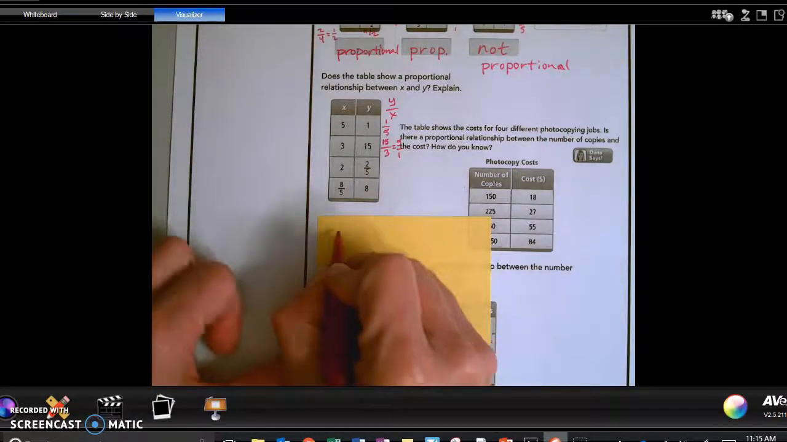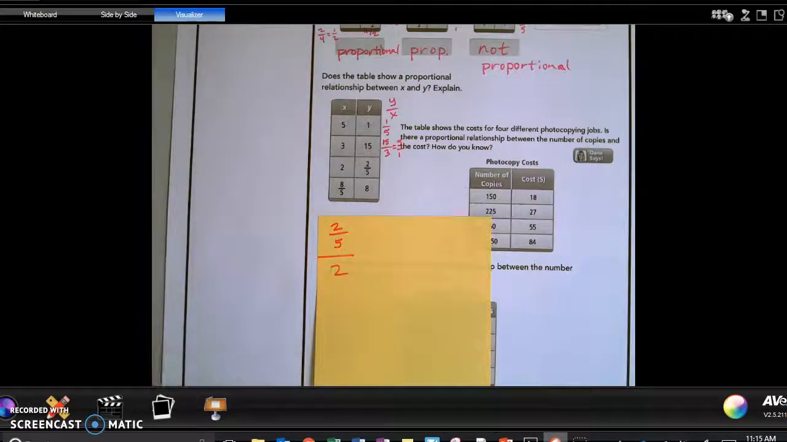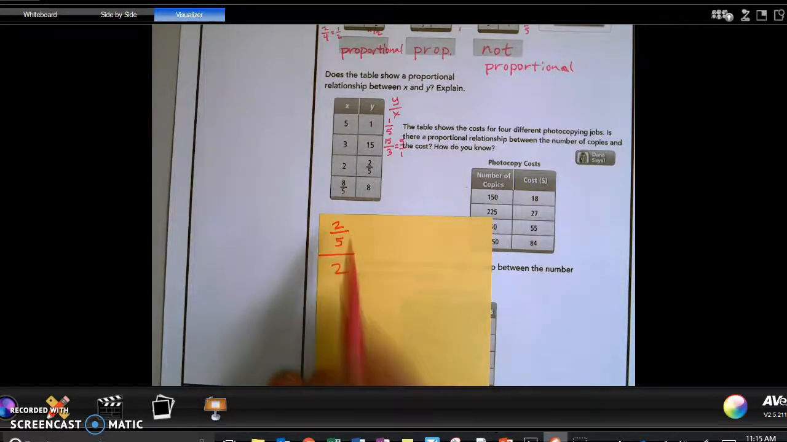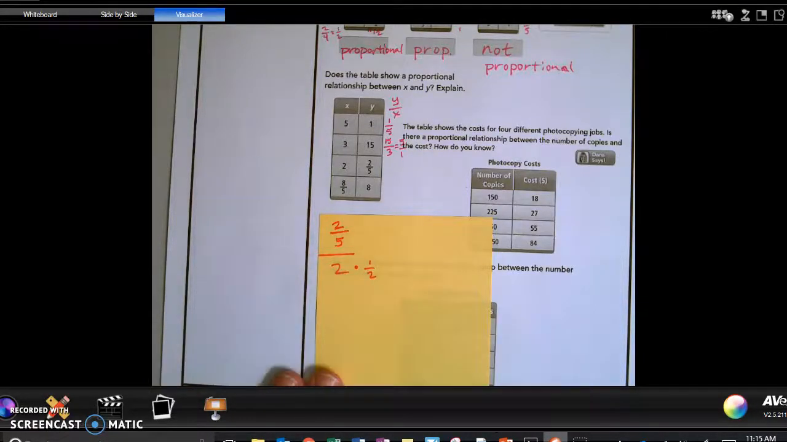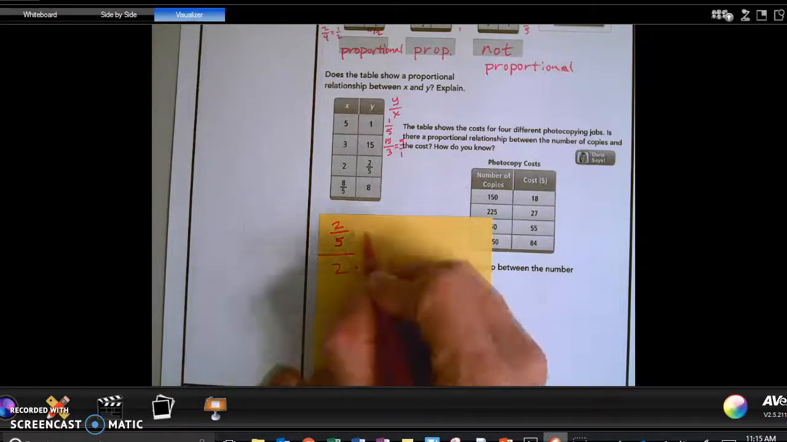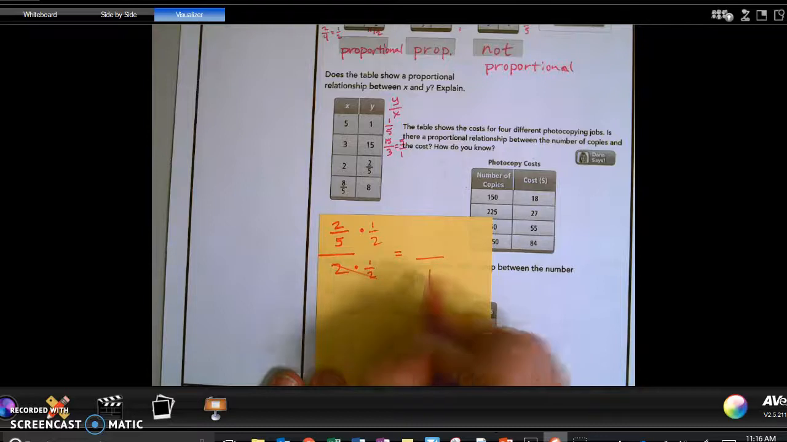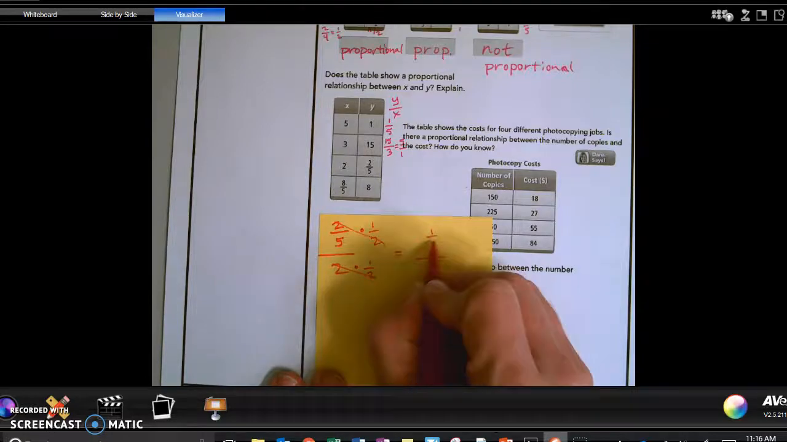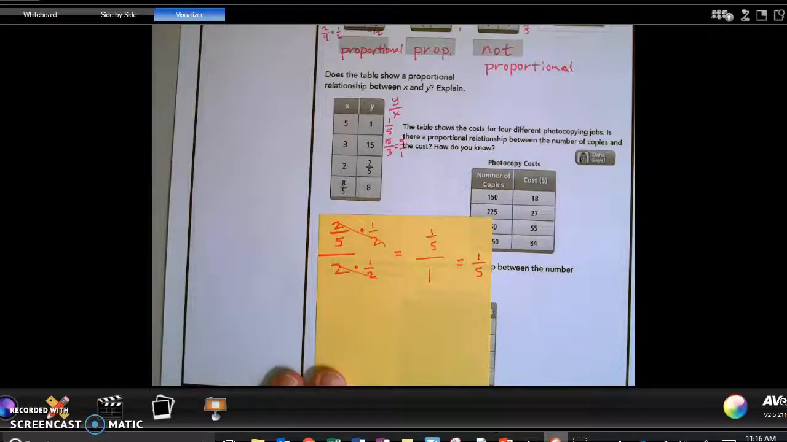Since I have fractions, I'm going to get some extra paper to work it out. As I compare y to x, I have 2/5 to 2. If I want to get rid of this denominator because fractions within fractions are messy, then I'm going to multiply by the reciprocal. The reciprocal of 2 is 1/2, and whatever I do to the bottom of the fraction, I have to do to the top. I multiply by the reciprocal because that will cancel to 1. And as I multiply 2/5 times 1/2, I see that my 2's will also cancel. So I end up with a ratio of 1/5 to 1, which we could just say is 1/5.